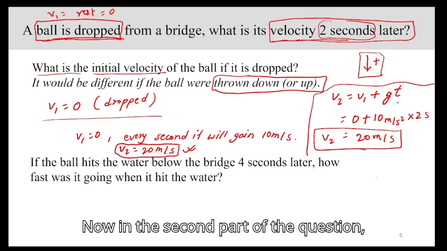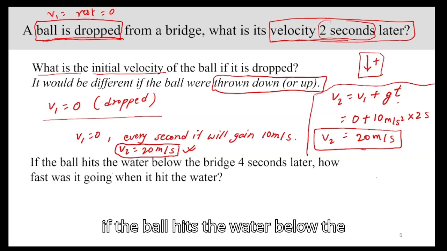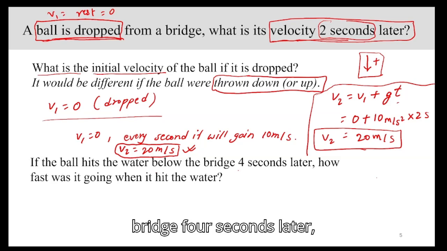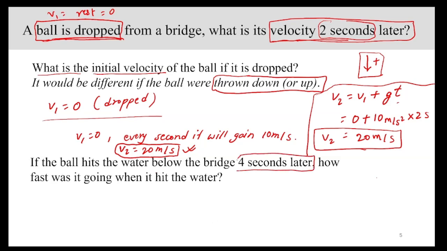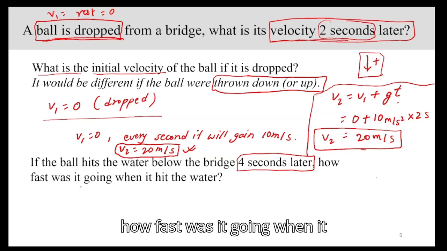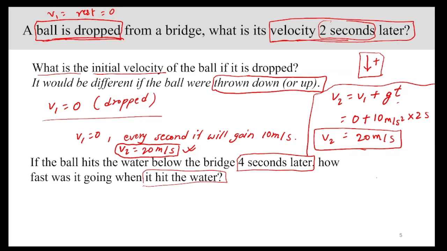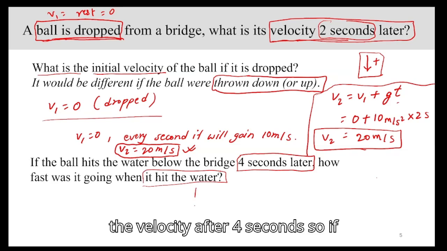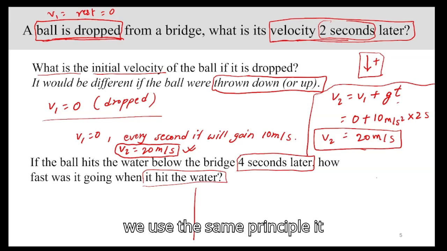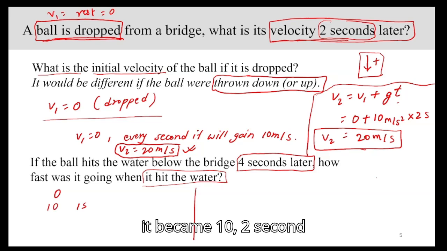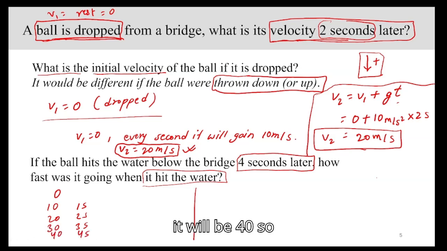Now in the second part of the question, if the ball hits the water below the bridge 4 seconds later, how fast was it going when it hit the water? So we need to calculate the velocity after 4 seconds. If we use the same principle, it started at 0, after 1 second it became 10, after 2 seconds it became 20, after 3 seconds it became 30, and after 4 seconds it will be 40.